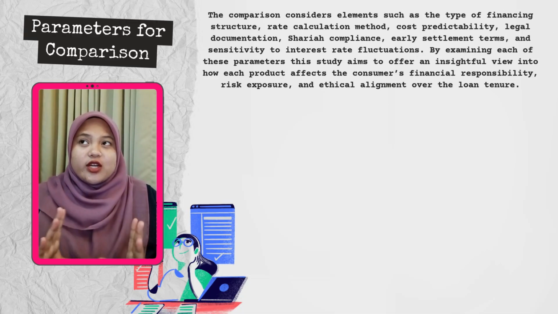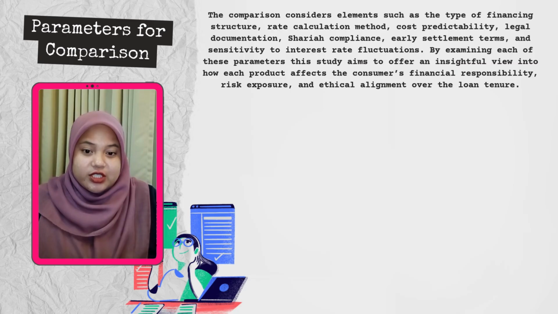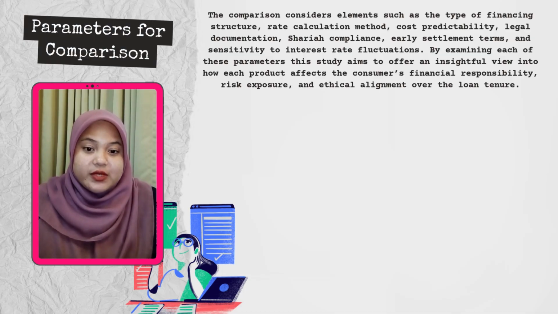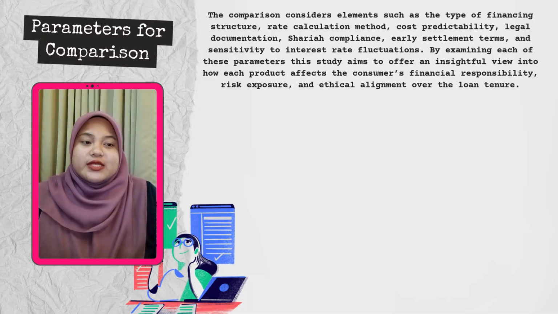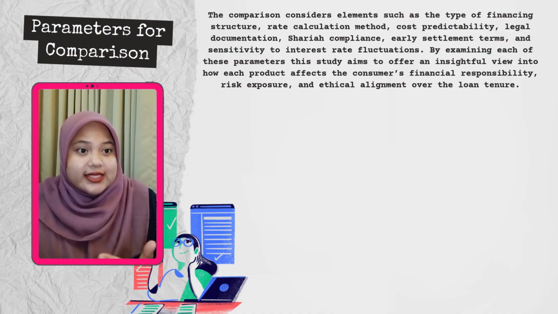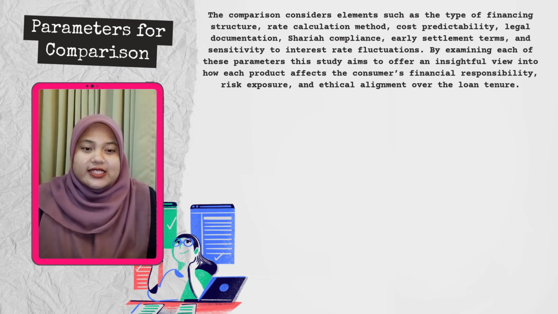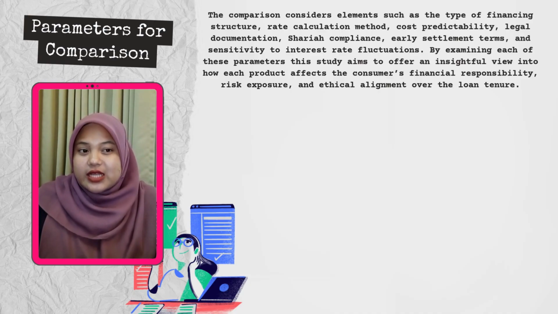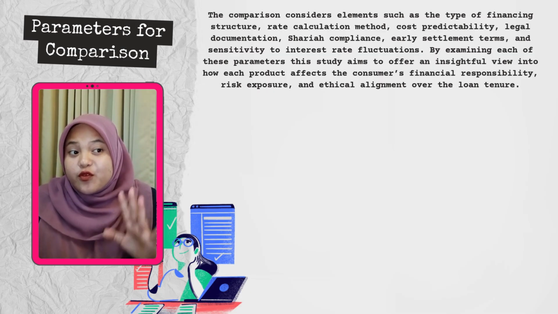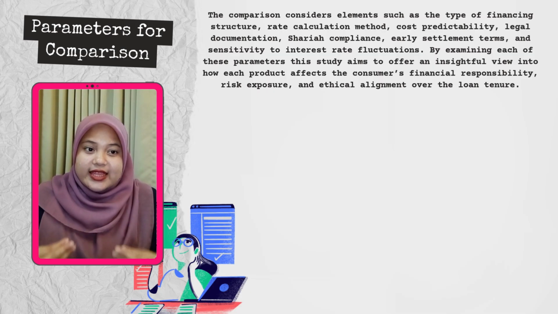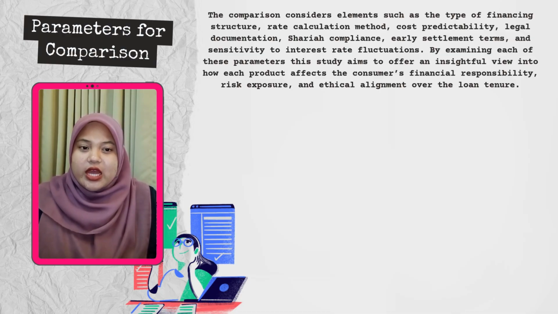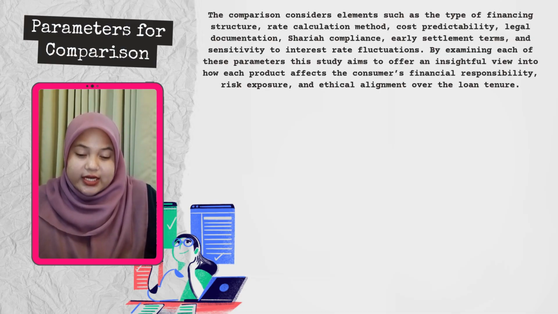Alright, before we make a comparison between the two financial products, which are the conventional and Islamic housing loans, of course we have to set the parameters of comparison. This comparison considers elements such as the type of financial structure, rate calculation method, cost predictability, legal documentation, Sharia compliance, early settlement terms, and sensitivity to interest rate fluctuations. By examining each of these parameters, this study aims to offer an insightful view into how each product affects the consumer's financial responsibility, risk exposure, and ethical alignment over the loan tenure. So there is a table that I include in the slide.